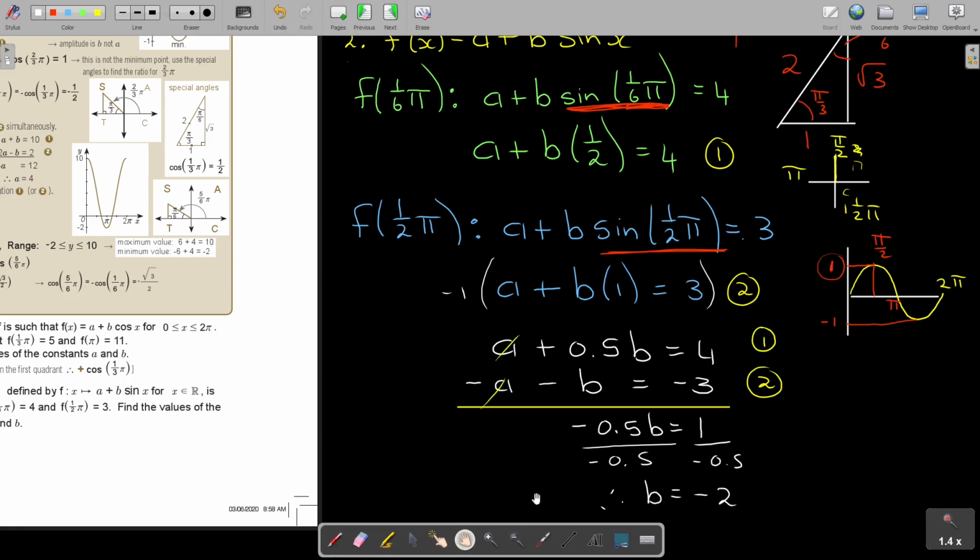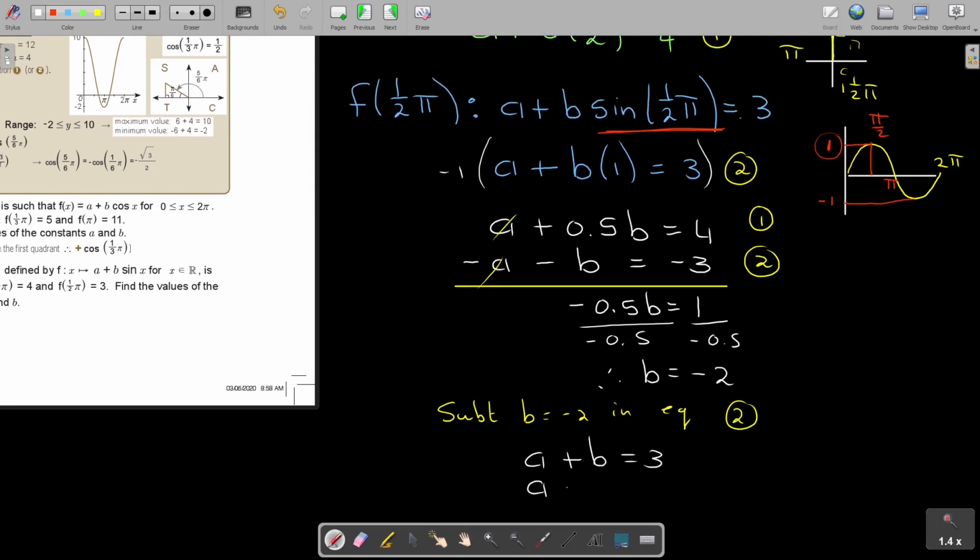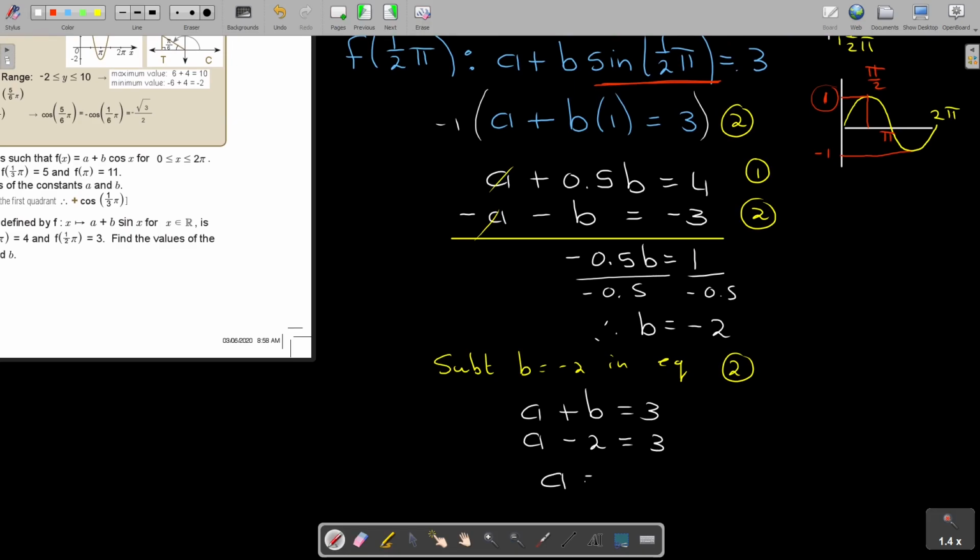And now I substitute in an equation. Take the easiest one. I think 2 is the easiest one. Okay, so it's going to be a plus b. Oh, it's not necessary. You could have even seen this. Okay, so it's a minus 2 equals 3. So the value of a is equal to 3 plus 2. So therefore, a equals 5. And that's all they want in this question. They just want the value of a and the value of b. Okay, that's how you do it.